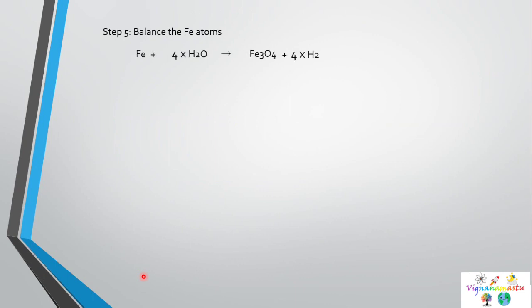So this is what you got in the previous step. Now what to do? Here we should multiply by 3. So 3Fe plus 4H2O giving Fe3O4 plus 4H2. Now the equation is balanced.